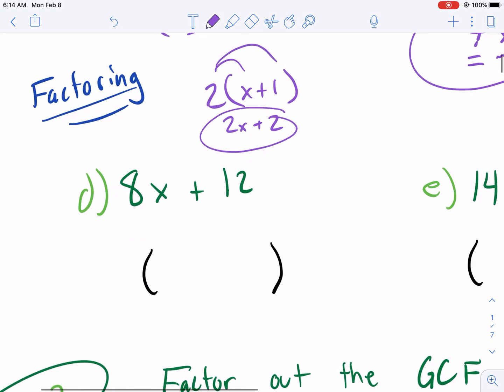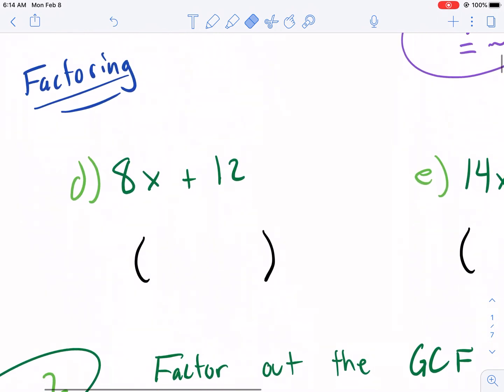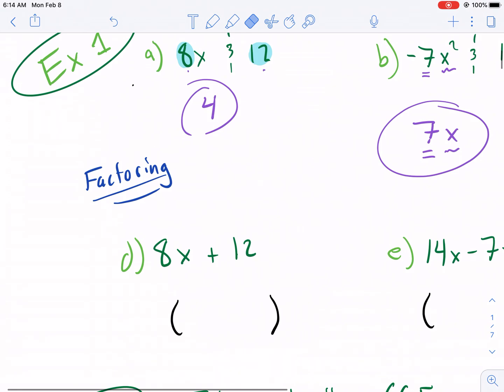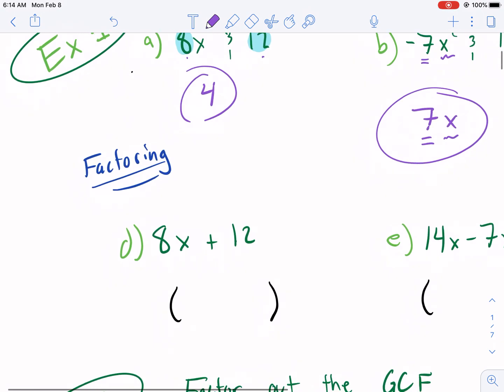Well, let's go ahead and apply it to our example. Okay, that was just a simple example. We've already done the work with 8x plus 12. What we're trying to do is go in reverse. What do we multiply out in front to get 8x plus 12? What can be multiplied, distributed to get those values? So we always think of the greatest common factor to factor it in its simplest form. The greatest common factor we already determined was 4.